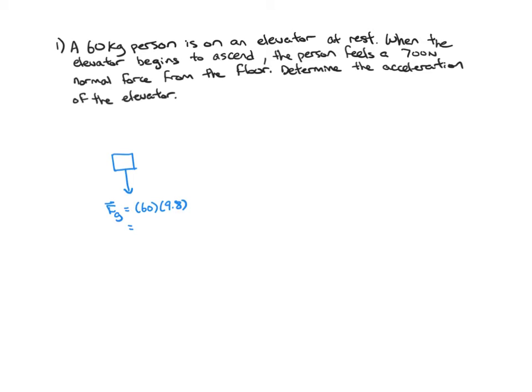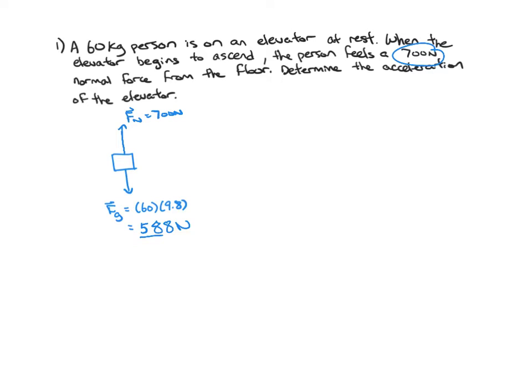Just let me get a calculator here. Okay, so I calculate that to be 588 newtons to 2 sig figs. And then there's also a 700 Newton normal force upward. So I'll draw an arrow a bit longer than the force of gravity because it's larger. Okay, so that's the free body diagram.